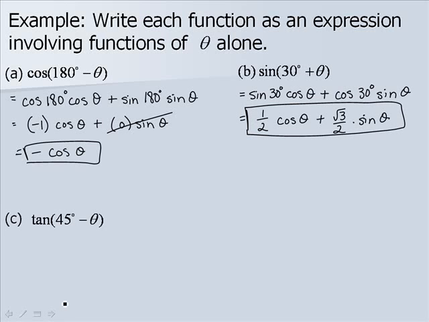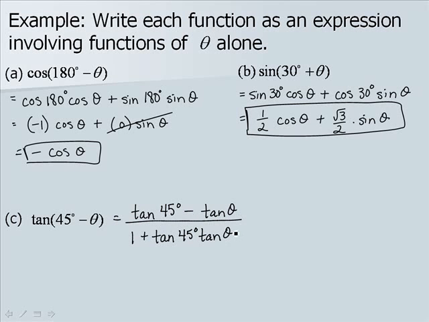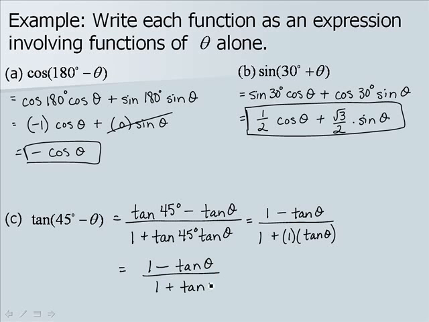And lastly, let's look at tangent. We're subtracting here, so when we rewrite it, we'll have tangent 45 degrees minus tangent of theta over 1 plus tangent of 45 times the tangent of theta. Now remember from before that the tangent of 45 degrees was 1, so we have 1 minus tangent of theta over 1 plus 1 times tangent of theta. So that gives us 1 minus tangent of theta over 1 plus tangent of theta.